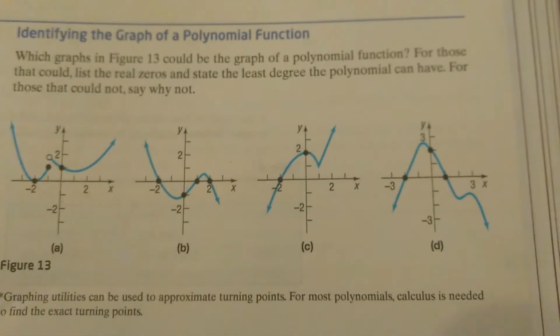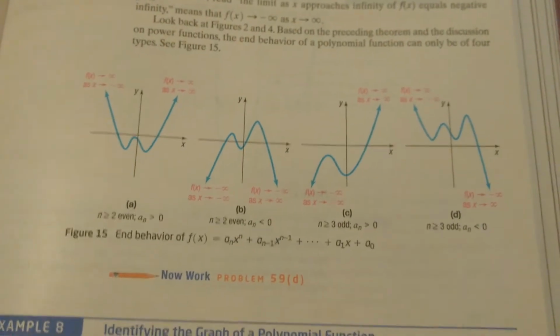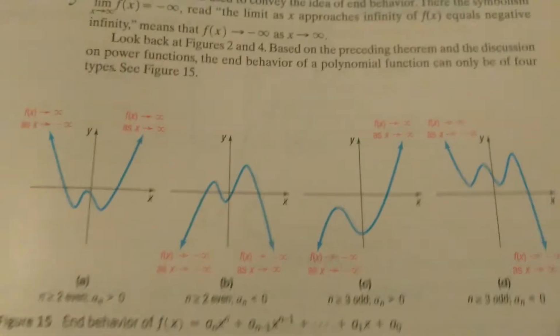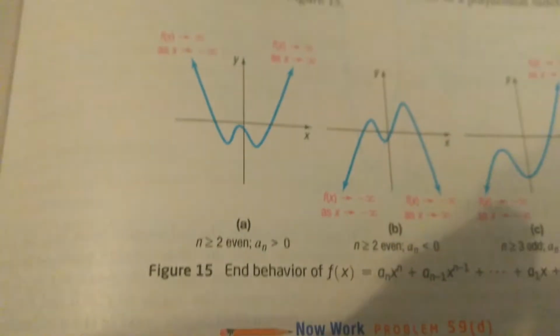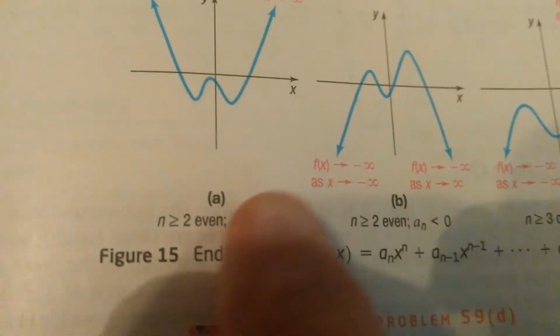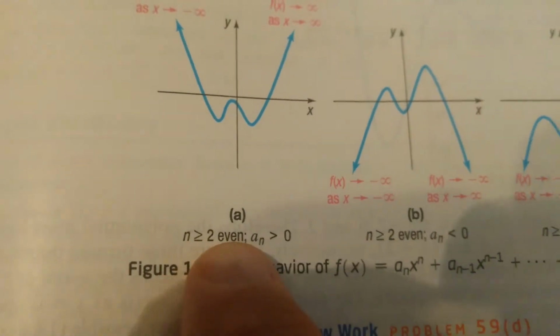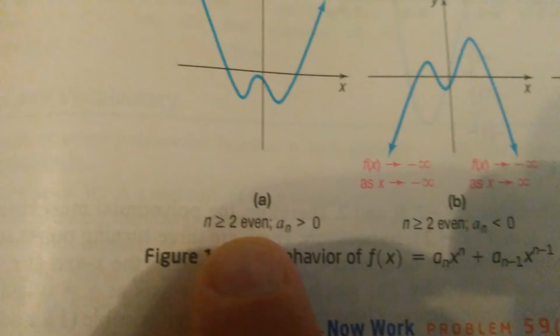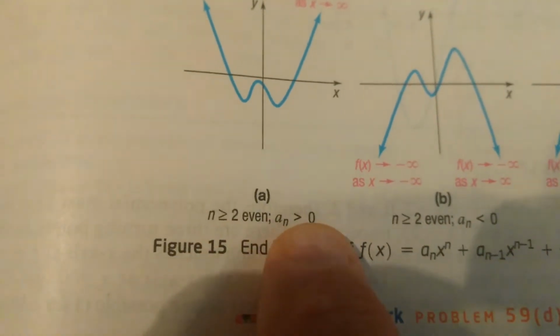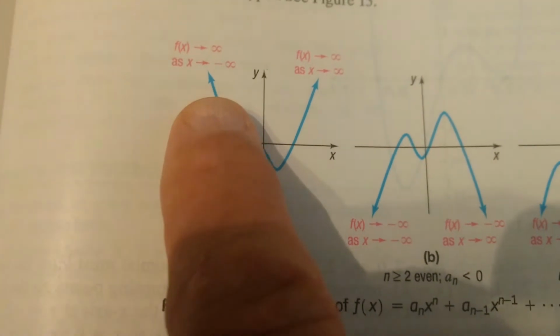I'm good. This is an extremely important concept, and this is called the end behavior. And so what happens here on our endpoints is that if my exponent is even, and my leading coefficient is positive, then both of my end behaviors are up.